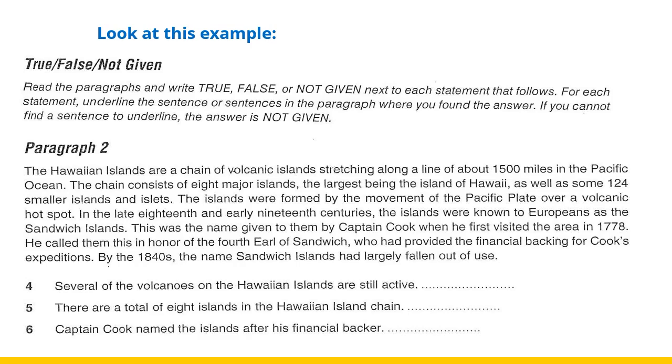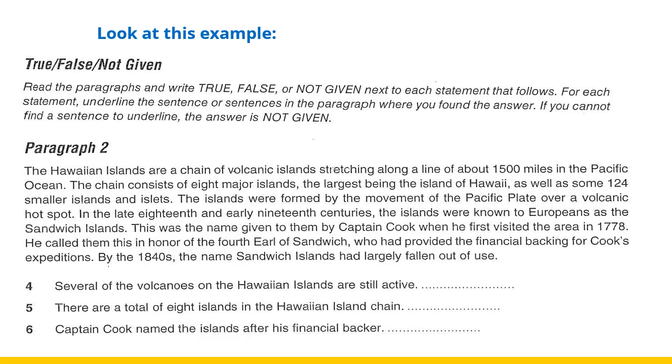So what you need to do in this case is go back to your passage. You try to highlight or circle some words that have Hawaii or Hawaiian islands, and then start reading these sentences. I actually read this short paragraph and I couldn't find this information whatsoever. I saw some information about the Hawaiian islands, but I haven't seen anything about active volcanoes. So that is why my number 4 is going to be not given.